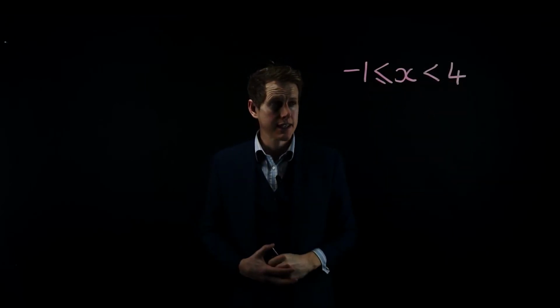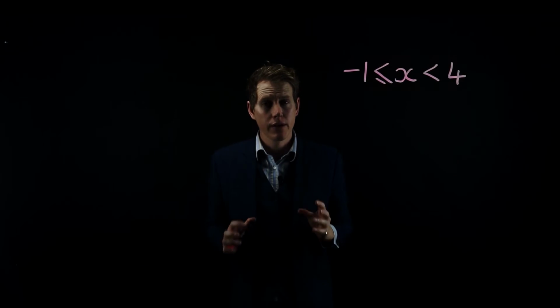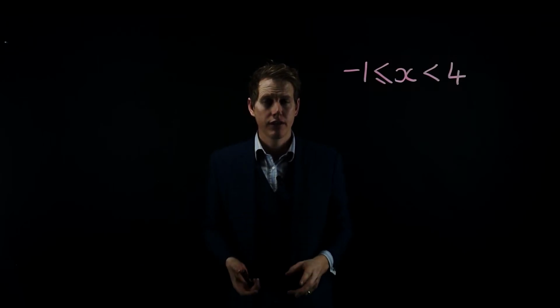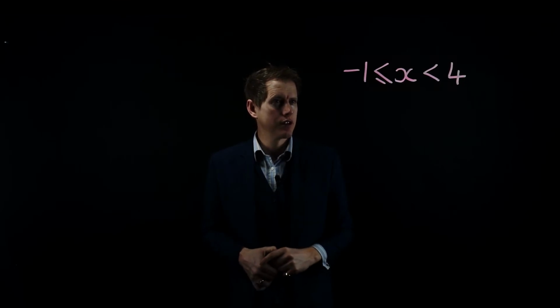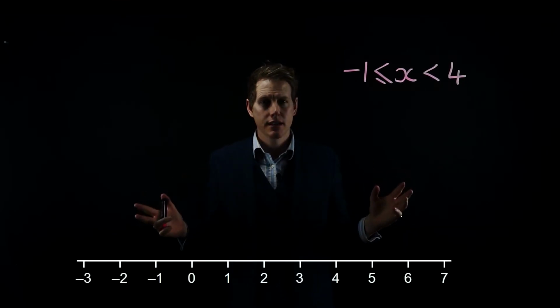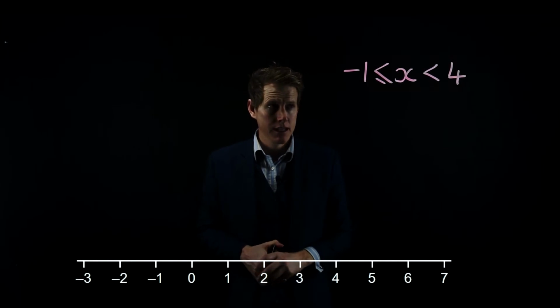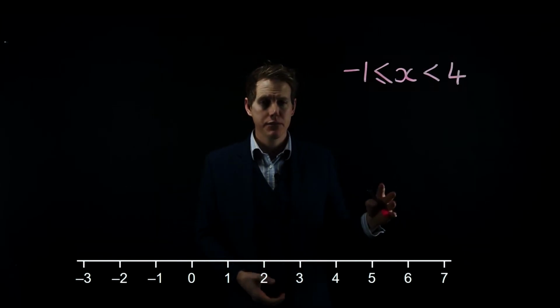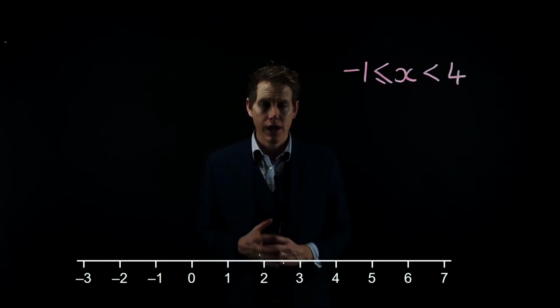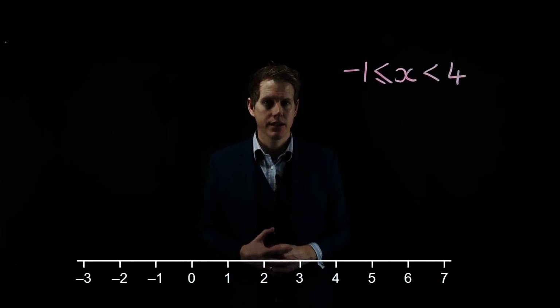Right, so this is a slightly more complicated example, but we're going to follow exactly the same rules. If it includes the number, it's a full circle. If it doesn't, it's a hollow circle. So I know that x is a number somewhere between and including -1 up to, but not including 4. So x can take on any of those numbers. So let's represent it on a number line.